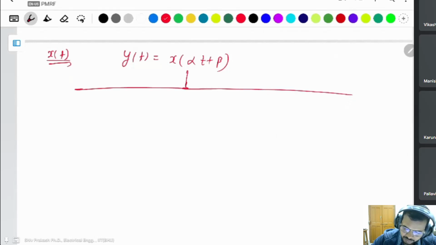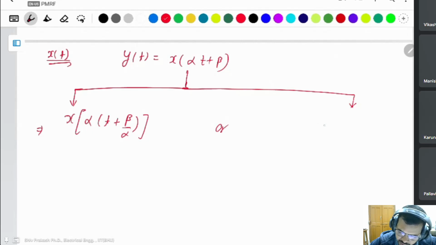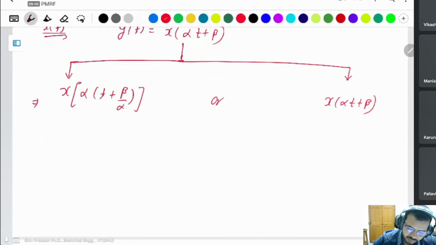To get this one. First method, take alpha as common, then you have a(t + beta/alpha), or you can take the same signal alpha t plus beta as it is. For this, you first scale by alpha, then shift by beta.